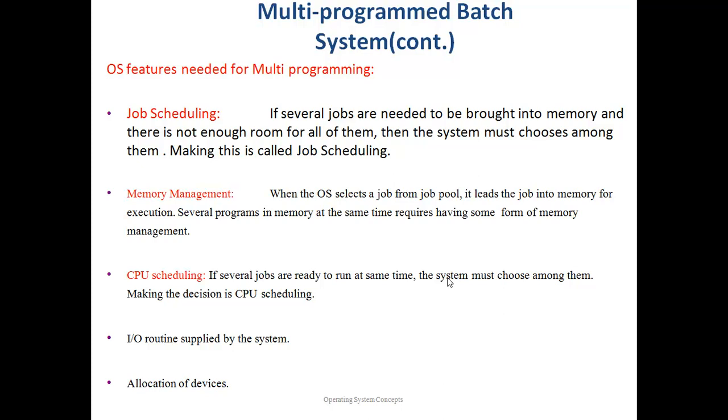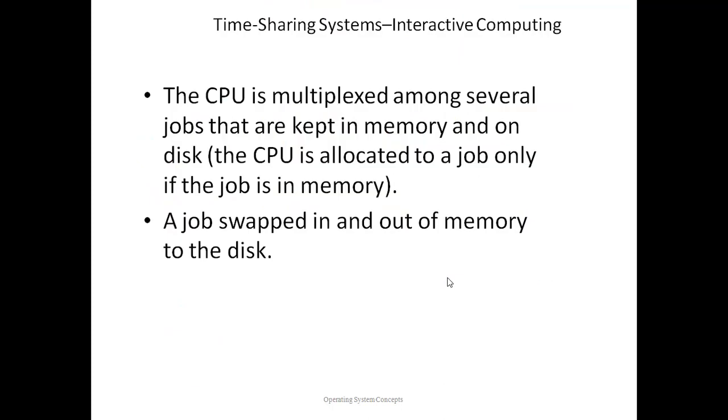Having several programs in memory at the same time requires some form of memory management. Next is CPU scheduling. Here, several jobs are ready to run at the same time, and the system must choose among them. Making that decision is CPU scheduling. Now, the input-output routine supplied by the system and allocation of the devices. In time-sharing systems, the CPU is multiplexed among several jobs that are kept in memory and on disk. The CPU is allocated to a job only if the job is in memory. A job is swapped in and out of memory to the disk.